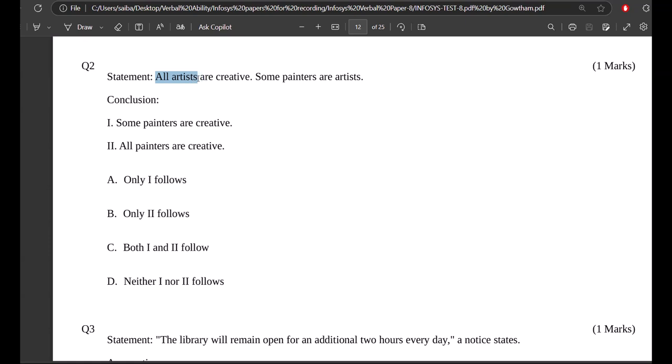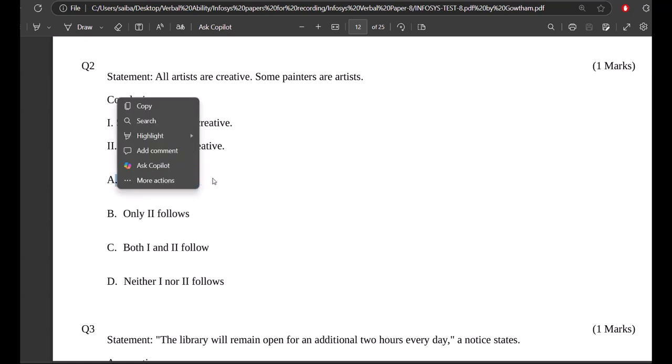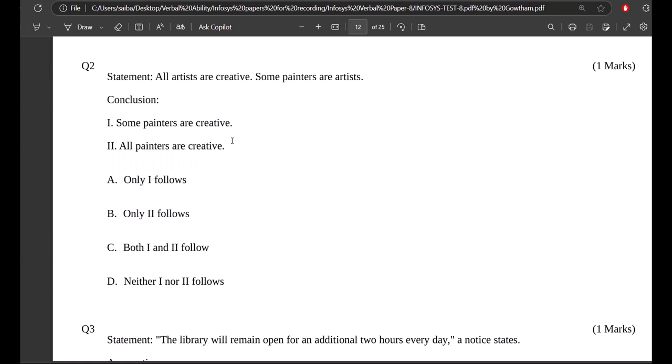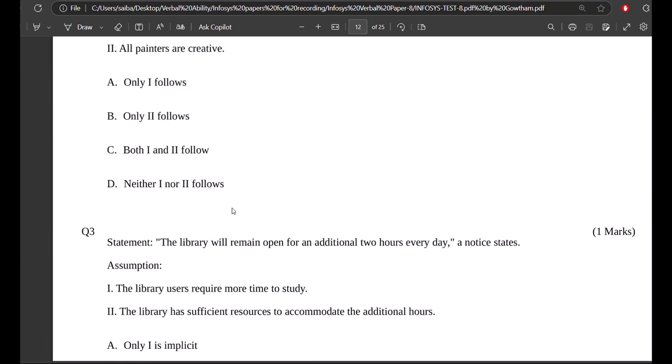Because they mentioned some painters are artists, we can consider that some painters are also artists. So when some painters are artists, those painters are creative as well. So that is the reason option 1 follows. Whereas option 2, all painters are creative, is not mentioned. They only mention all artists are creative and some painters are artists, but they did not mention anywhere that all painters are creative. So only option 1 follows here.